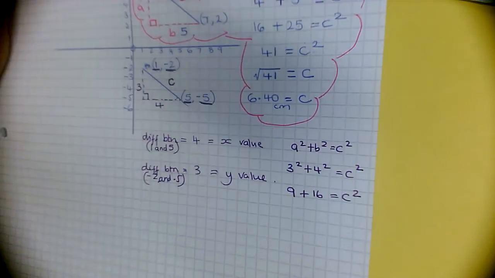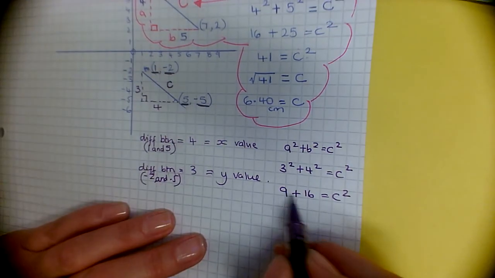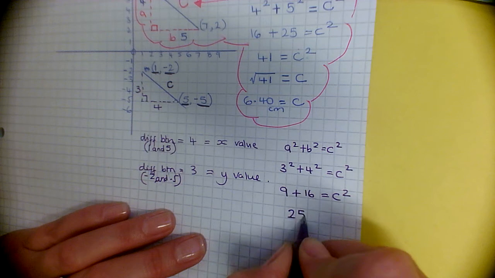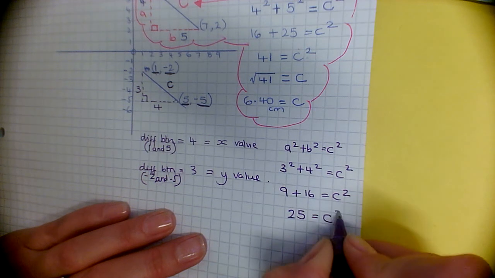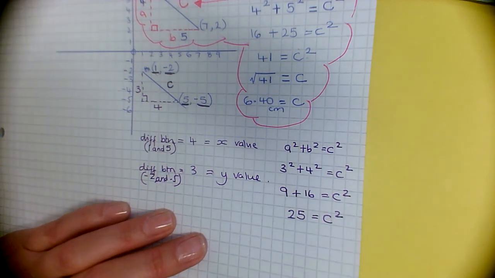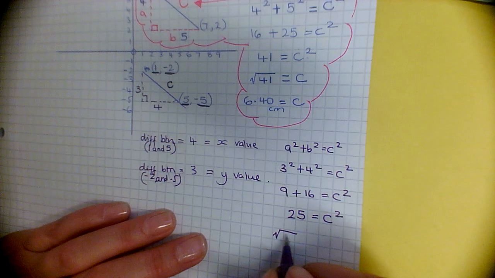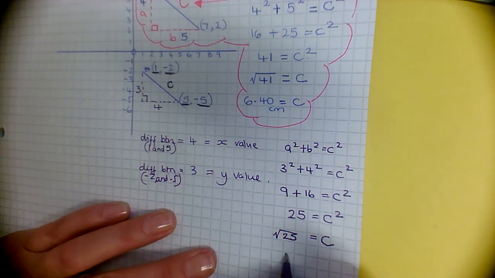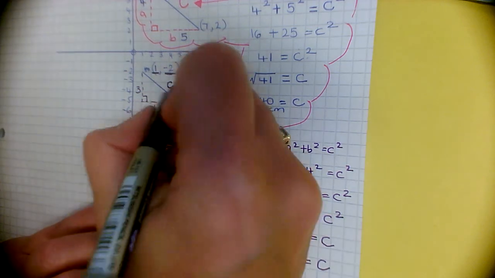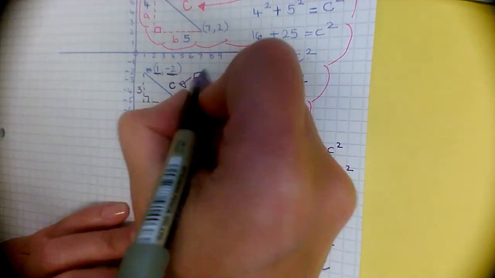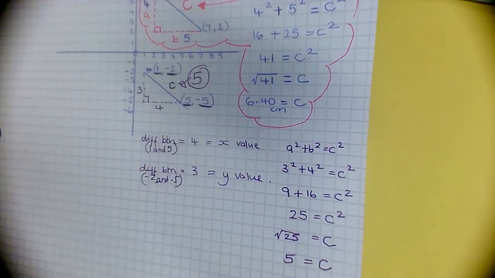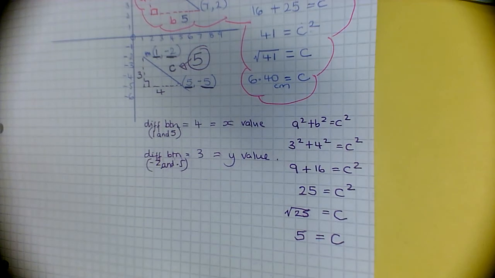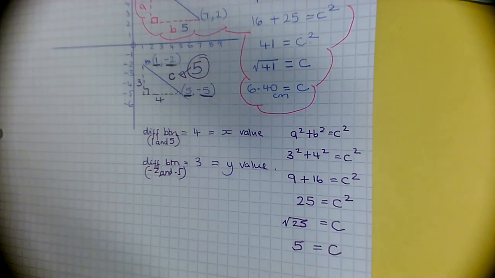And then last but not least, 9 and 16 we know is 25. Hopefully we recognise fairly quickly 25 is a square number, so if we do the square root of 25, that's going to equal c, and hopefully we don't need a calculator. We all know that 5 equals c. So this length here is 5. Boom. And that is Pythagoras' theorem and how to calculate the length of a line using y equals mx plus c.